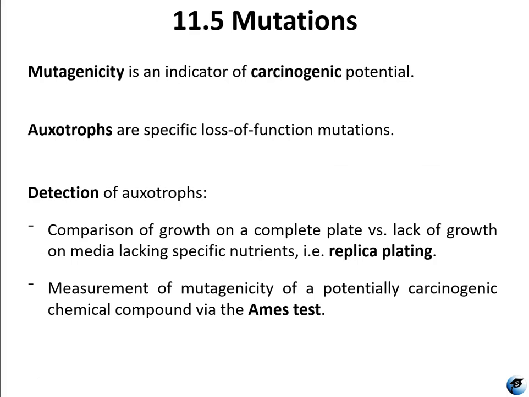Mutagenicity, talking about mutants, becomes important when you're looking at microbiology and you're looking at cell division and things like that, because mutagenicity is an indicator of carcinogenic potential, in other words, cancer. Okay? Auxotrophs are mutations that are specifically loss of function mutations, and these are associated with carcinogenic cells, mutagenic, cancer-causing cells. And you can detect auxotrophs by doing what is known as replica plating or performing an Ames test.